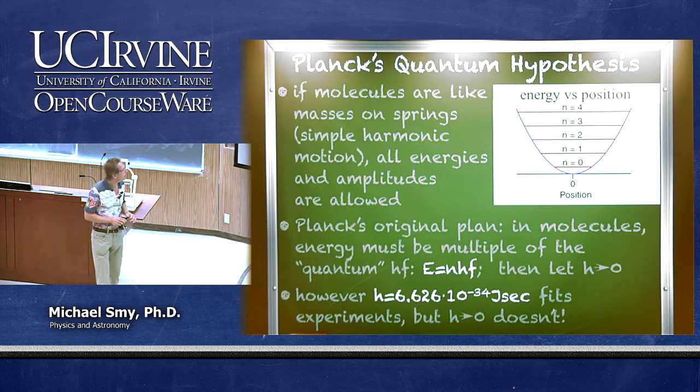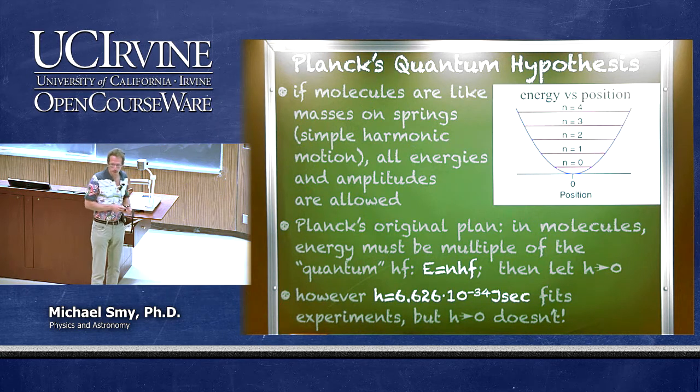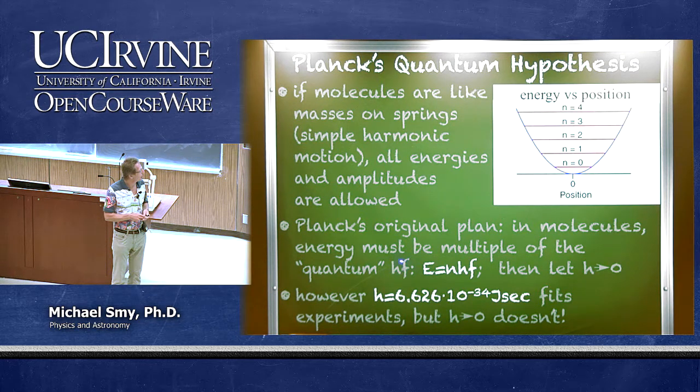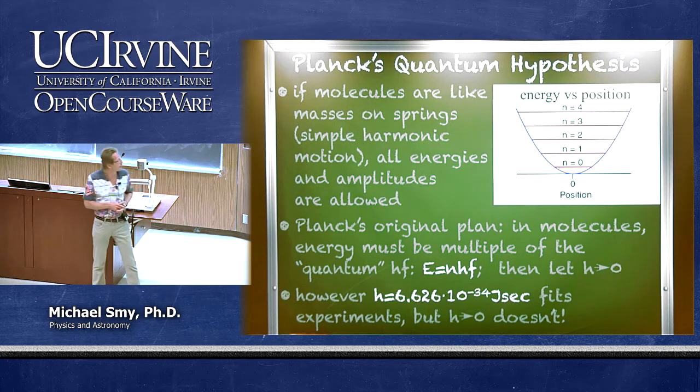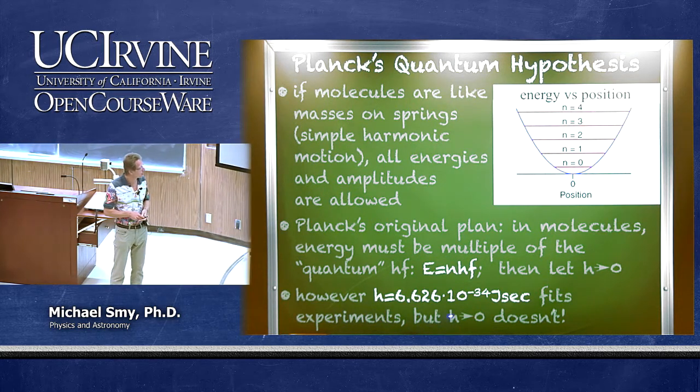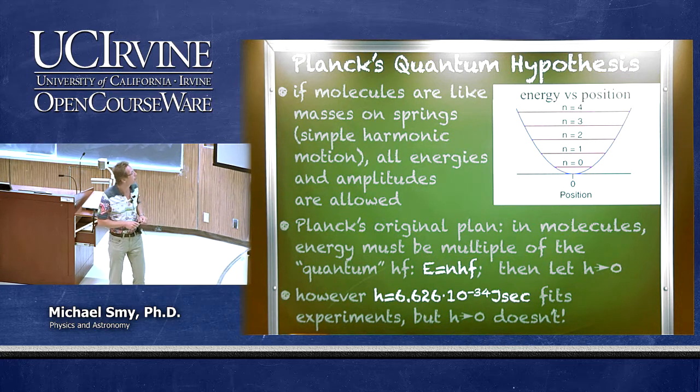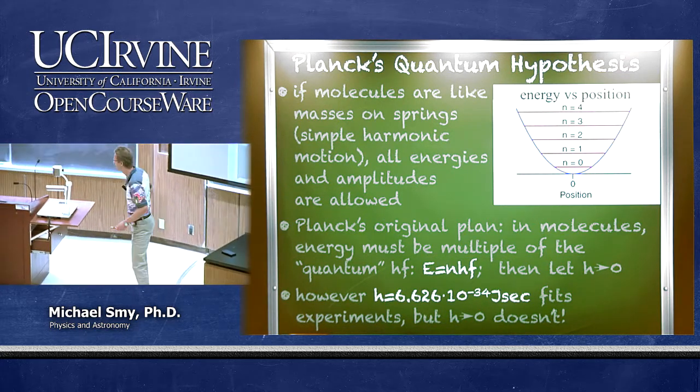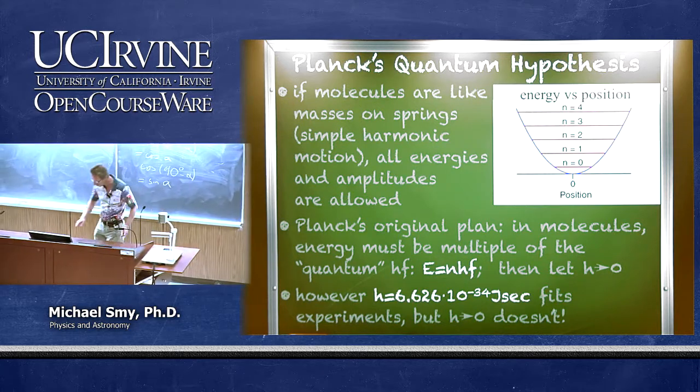and so on. And his original plan in deriving this was he assumed that energy must be multiples of a quantum, but then he wanted to let this little constant h go to 0 and then recover continuous energy as it ought to be. Unfortunately, if he uses a finite value for h, this value, then it fits the experiment. However, as soon as you let h go to 0, it doesn't fit the experiments anymore. And that was rather puzzling.